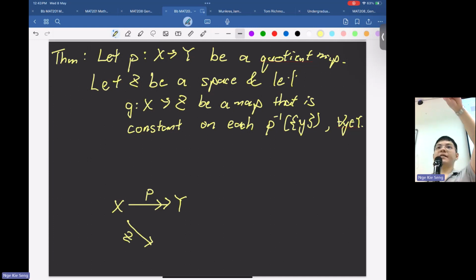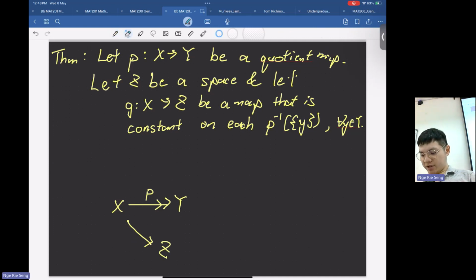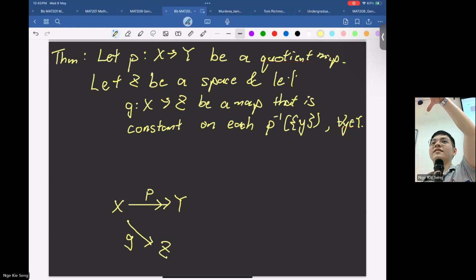You look at Y. You look at the pre-image, and the map is constant on this pre-image. What does it mean to be constant on this pre-image? On this pre-image, I send it to something else, the same thing. If you live in the same pre-image, you get sent to the same place. Constant. Okay or not? Make sense? Not make sense?